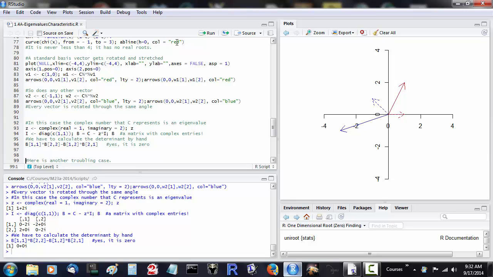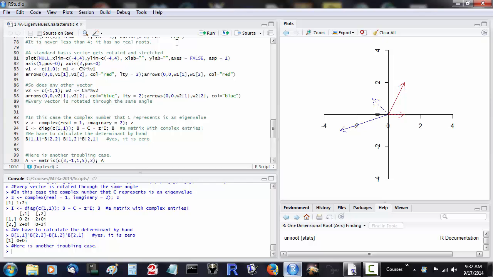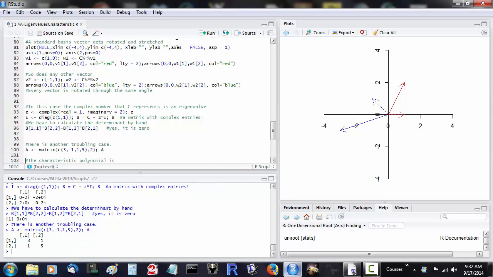So, in the case where the characteristic polynomial has complex roots, the matrix has eigenvalues, but they're complex. It has eigenvectors, but they have complex components. Most people would rather not deal with complex numbers if they can avoid it, and I'll show you in a while how to do that. But let's conclude with one other troubling case.